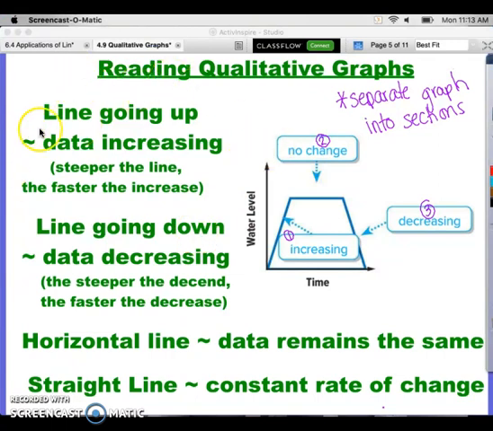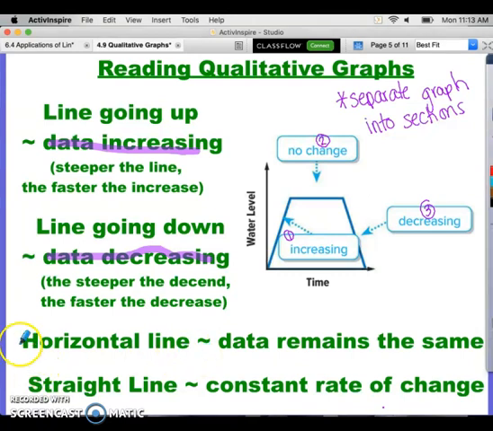Reading qualitative graphs. Okay, so a line going up is data that's increasing. The steeper the line, the faster the increase. A line going down would be the opposite. It would be data decreasing. The steeper the descent, the faster the decrease. A horizontal line, remember like a horizon, means the data remains the same. And any straight line means it's a constant rate of change.